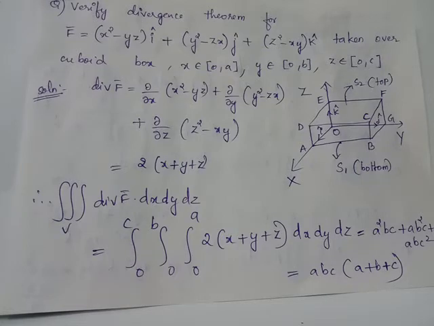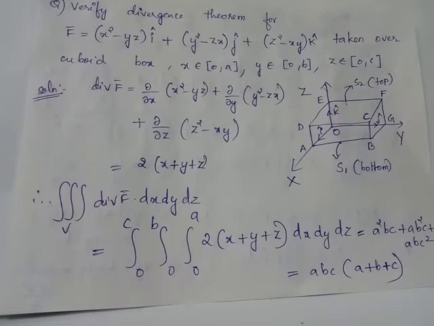Cuboid box is a closed surface bounded by closed curves. There are 6 faces for the cuboid box, and each of the rectangular boundaries on the 6 faces can be considered as closed boundaries. Let us first of all evaluate the triple integral over V of divergence of f bar dot dv.